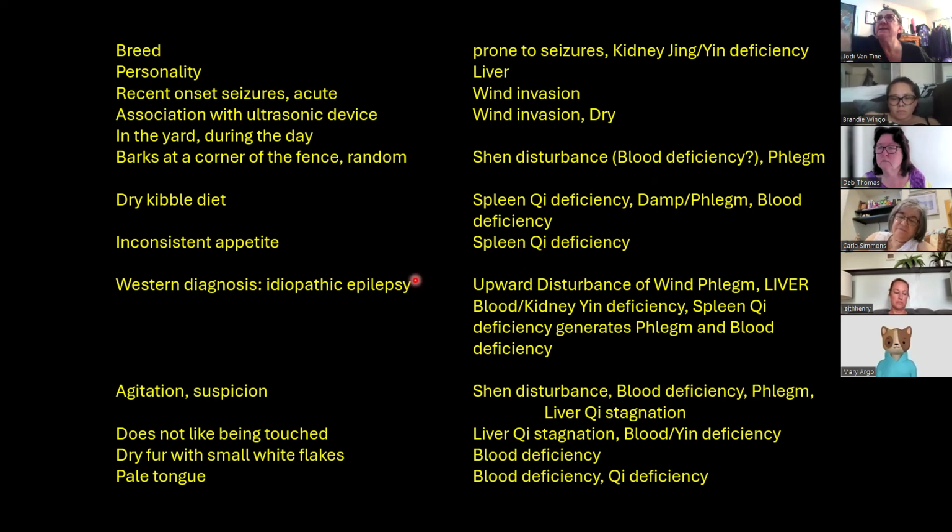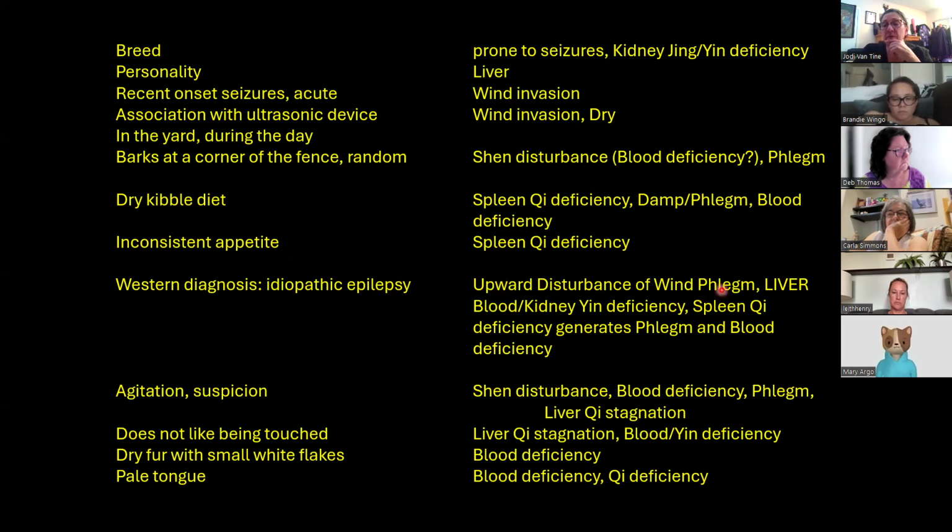This book I did not put in your handouts. I can put it in the notes later if you want, but there's a book by Wynn and Marsden that is really good because it's organized by organ systems. Then you can look in the organ systems, for example, neurology and epilepsy, and you can look at the different patterns and see which one of those fits your animal or your patient.